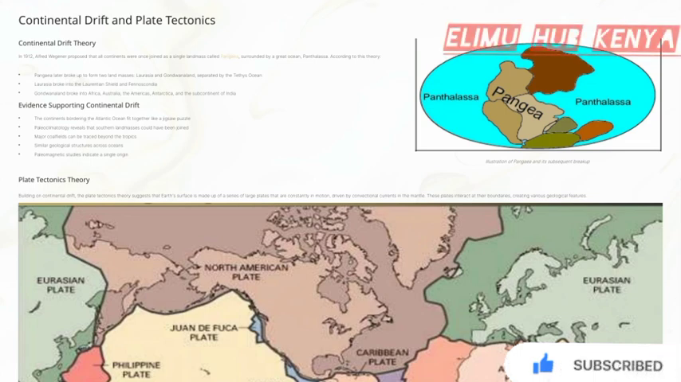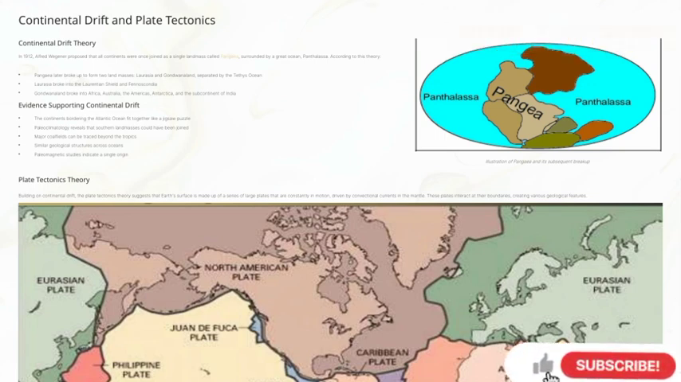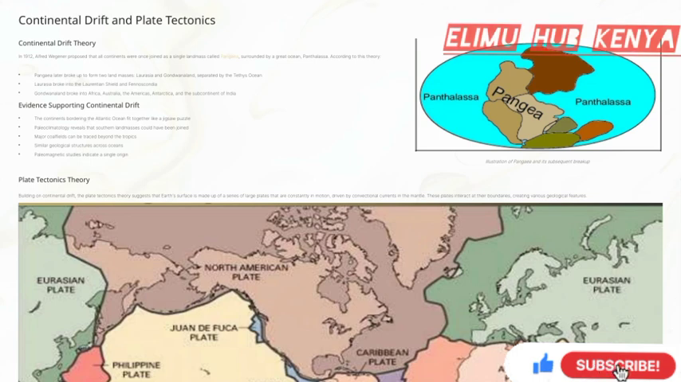Now, what evidence supports this idea? Well, the continents bordering the Atlantic Ocean fit together like pieces of a puzzle. Paleoclimatic data shows that southern landmasses had climates consistent with being connected in the past. Major coal deposits are found beyond the tropics, which makes sense if these areas were once connected in warmer climates. Similar geological structures found across oceans also suggest these continents were once joined.